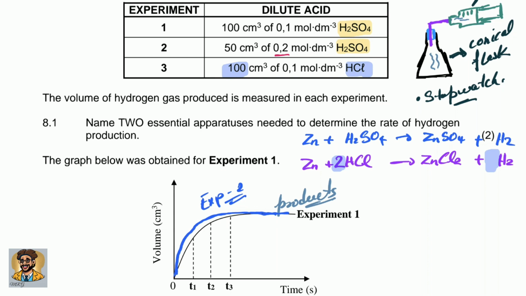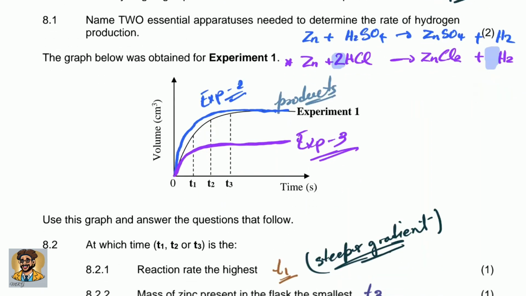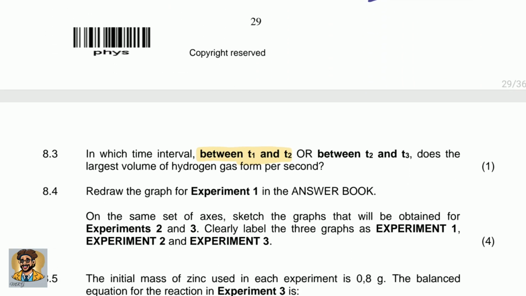It means that the graph is going to be very much similar to this one in terms of the gradient, but it is going to stop before the other one. It will produce only half the gas. This one is experiment 3. I hope this is clear. This is a very, very good question. Everything is coming because of the reaction. I hope you understand what happened in this part of the question. Let's go to the next one.